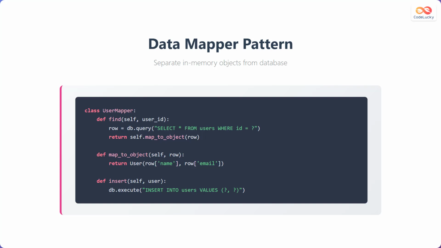Data mapper pattern separates in-memory objects from the database. Imagine a class called userMapper. The find method queries the database and then calls mapToObject to transform the row into a user object. The mapToObject method creates a user object from the database row. The insert method handles inserting a user object into the database.